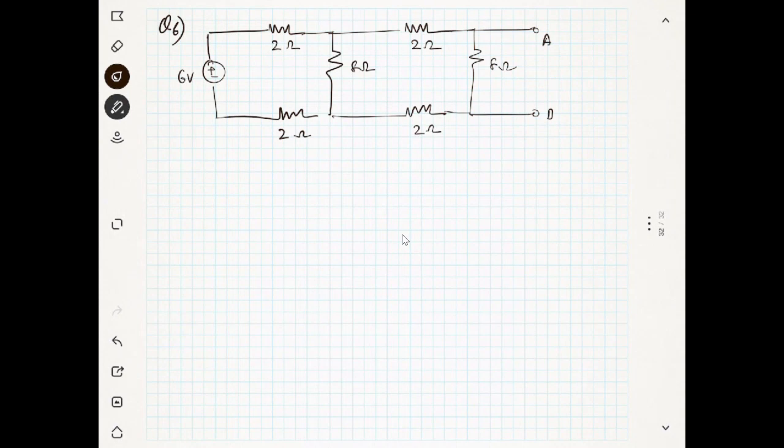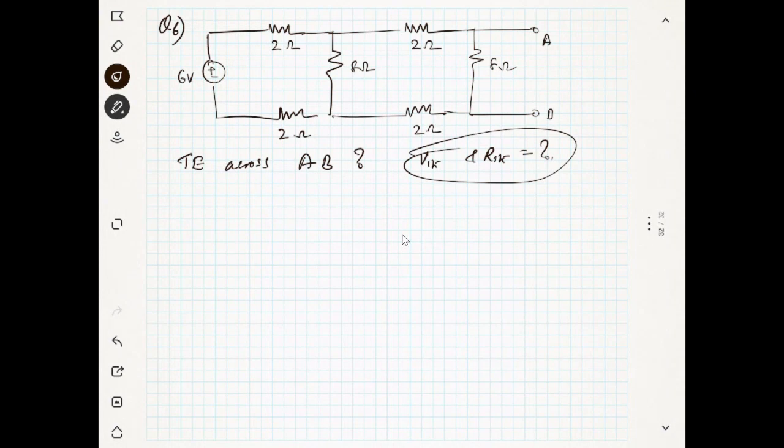Okay. Now, what is the Thevenin's equivalent across A, B? That is the question. Find V Thevenin and R Thevenin. This is our question. We have to find V Thevenin and R Thevenin for the network. So how to proceed with this problem?